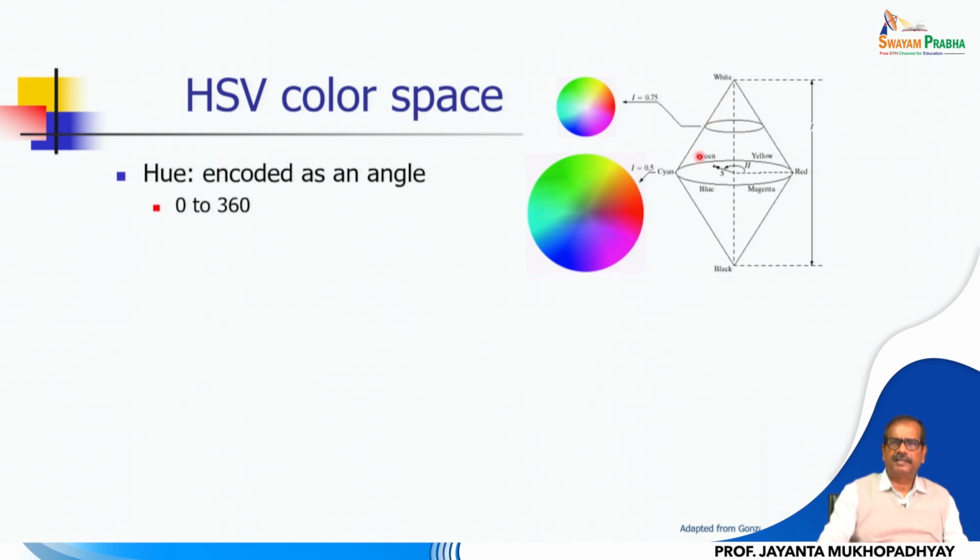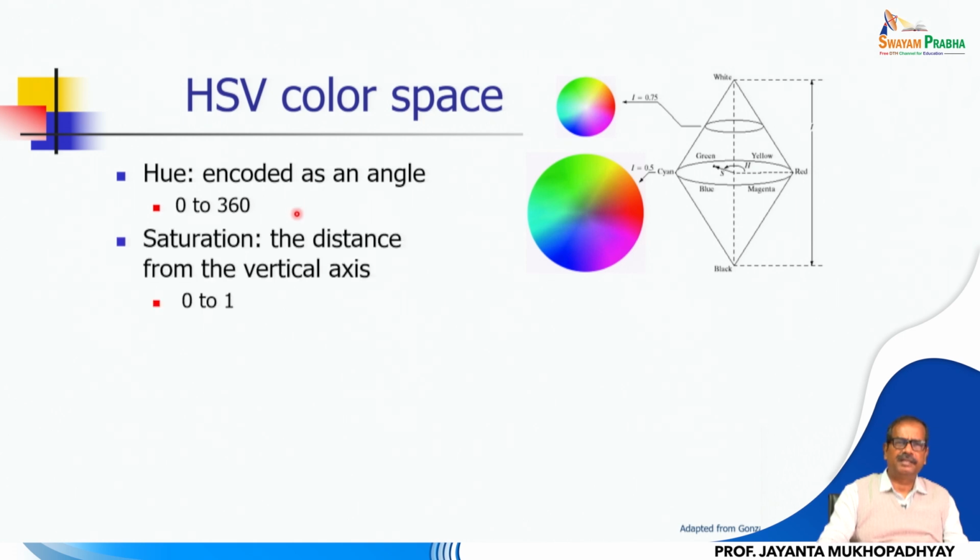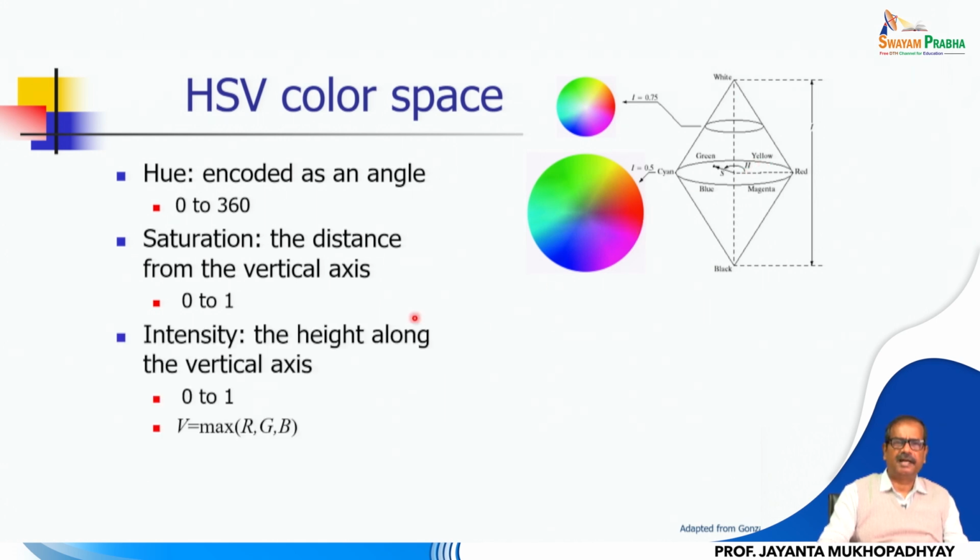And if I look at every cross section, angularly the hue is varying, and as you move radially, the saturation varies. So hue is encoded as an angle from 0 to 360 degrees. Saturation is the distance from the vertical axis, so it is between 0 and 1, and intensity is the height along the vertical axis, 0 to 1.